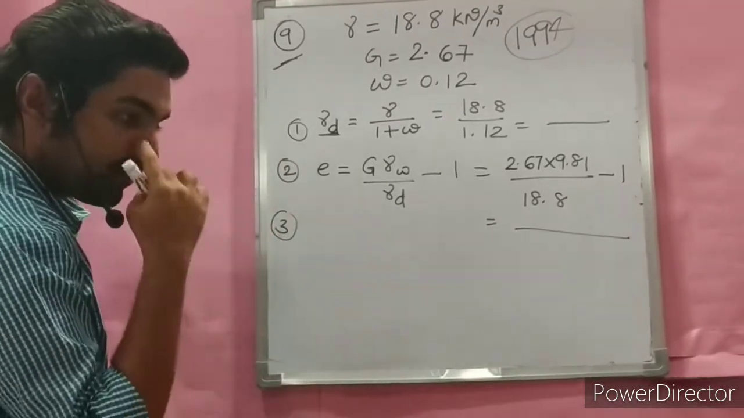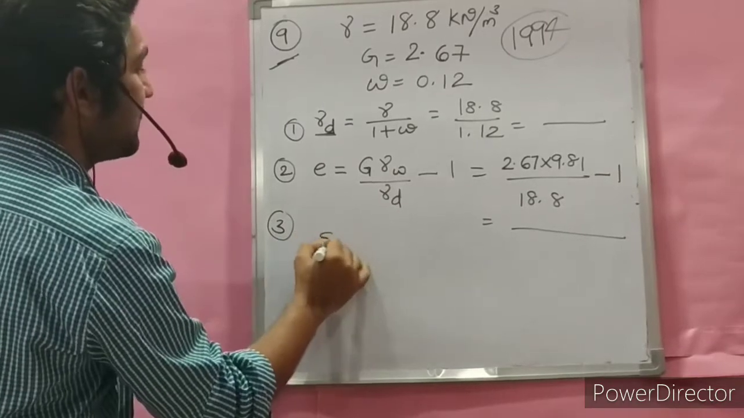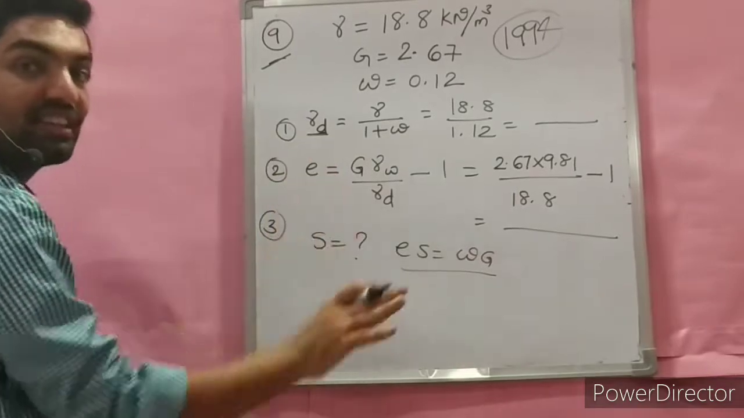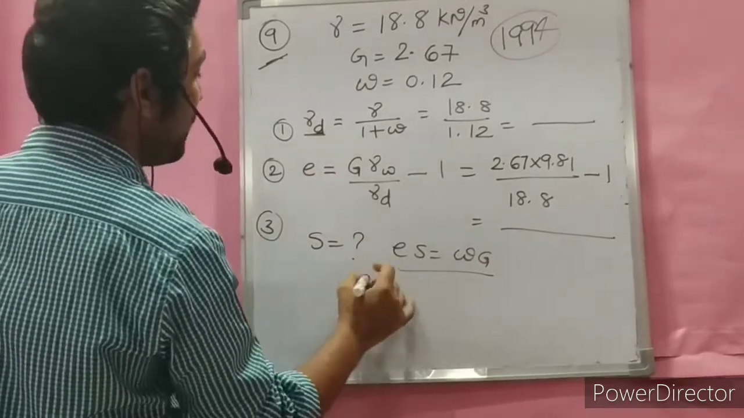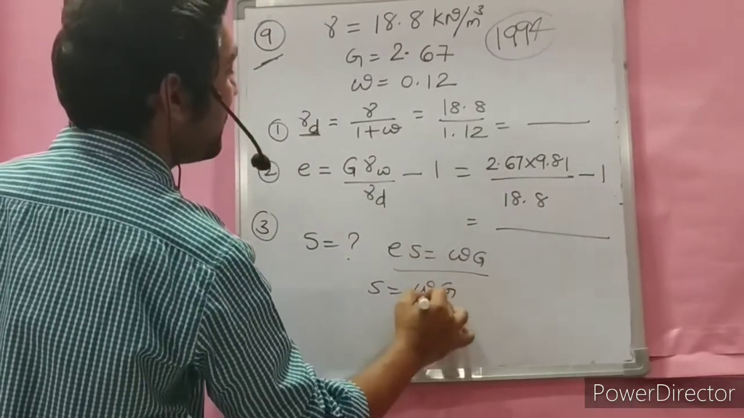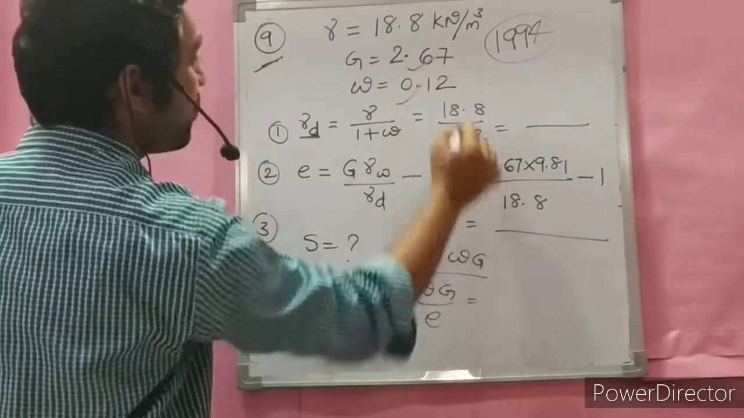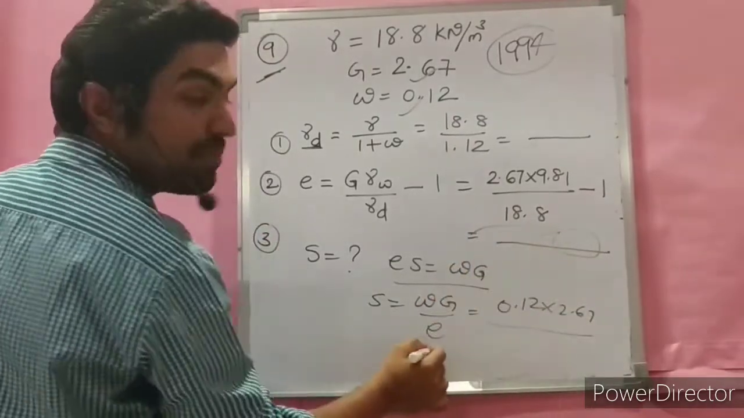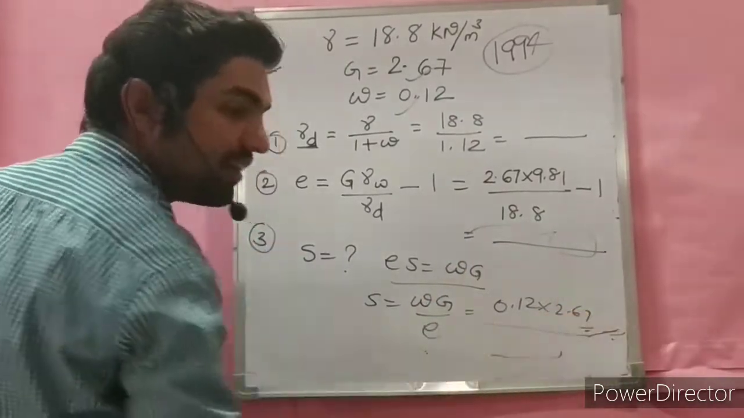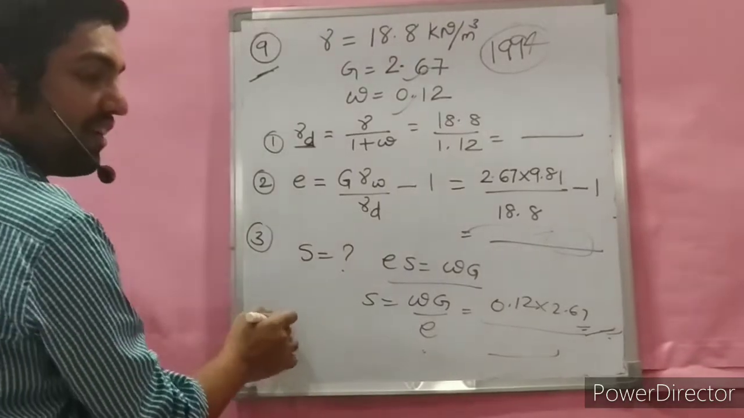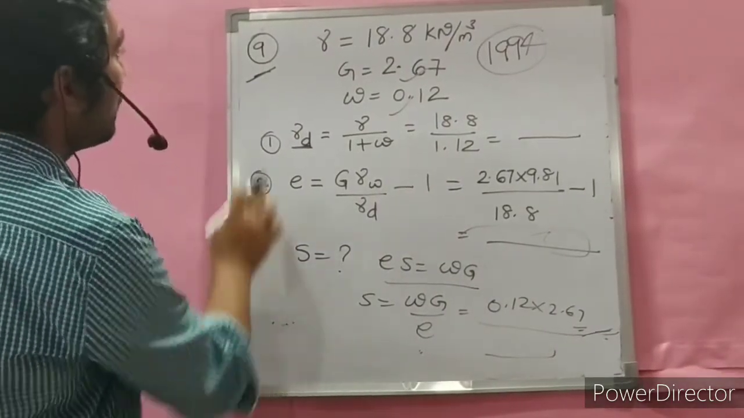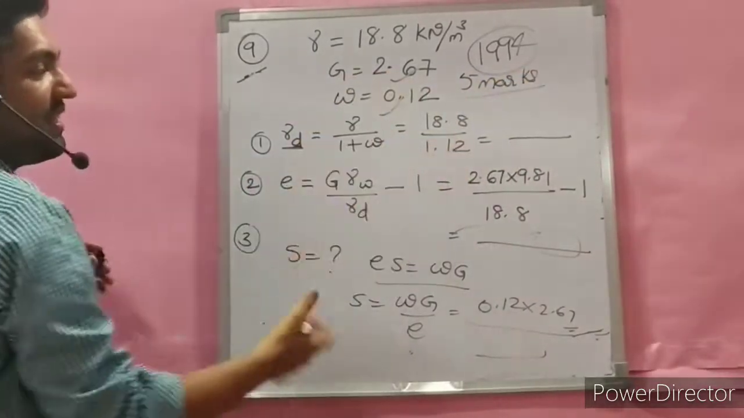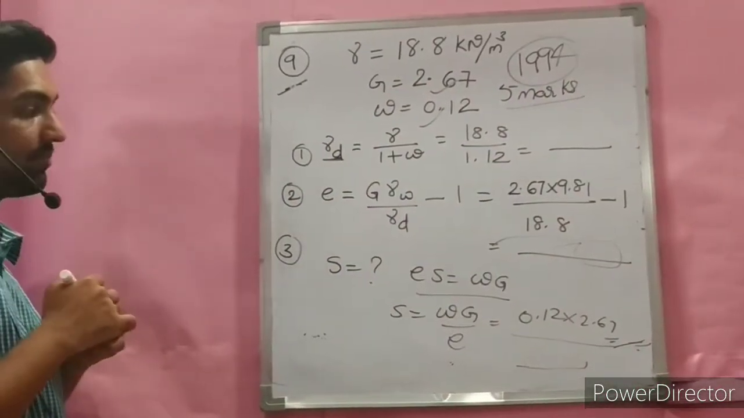Third one: degree of saturation, S. S is equal to how much? ES is equal to WG, we derived this. So we need to find S, which is WG by E. Everything is known. G is 2.67, and E we have calculated here. This value I keep here. Therefore you can find the degree of saturation. That's all. This is the solution for the GATE 94 question, 9th question for 5 marks. This is the procedure you can solve by using your calculators.